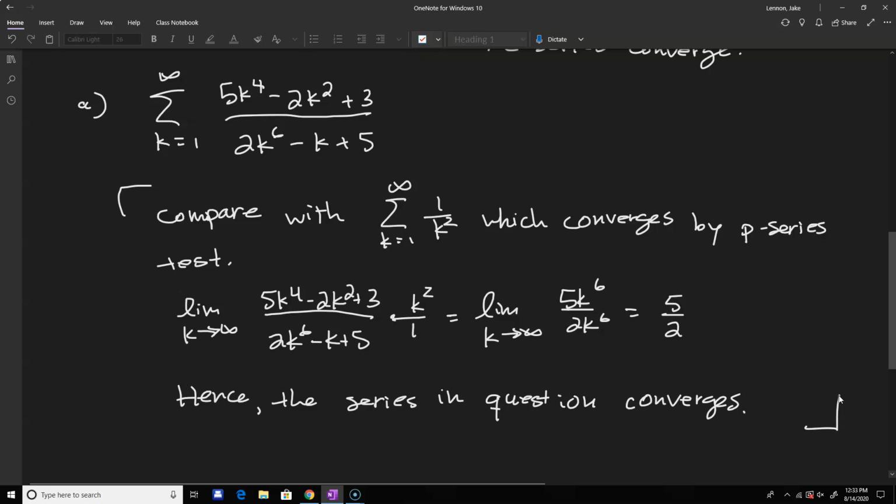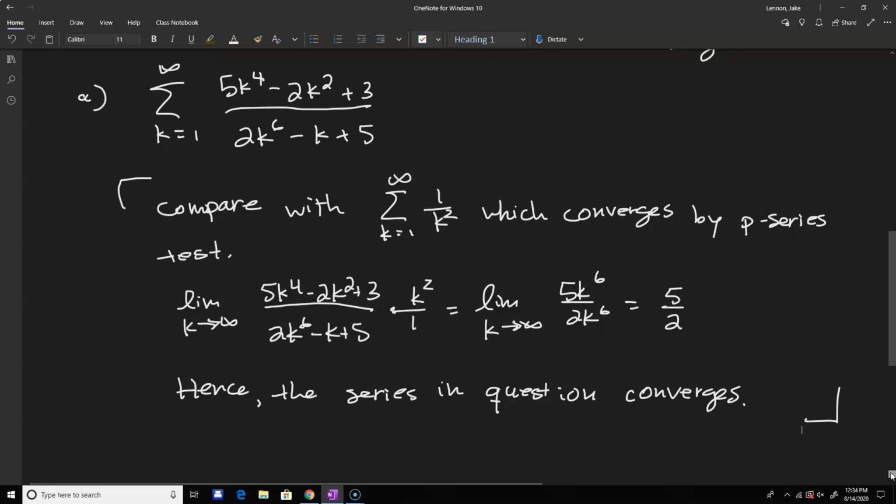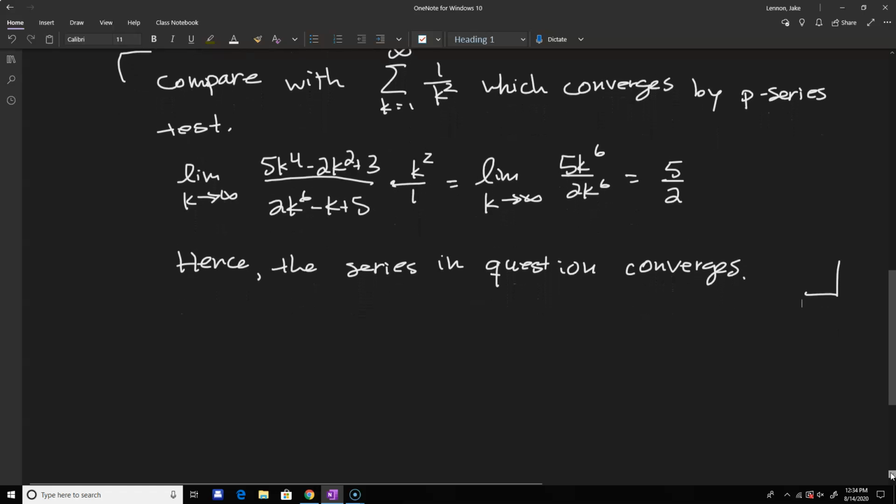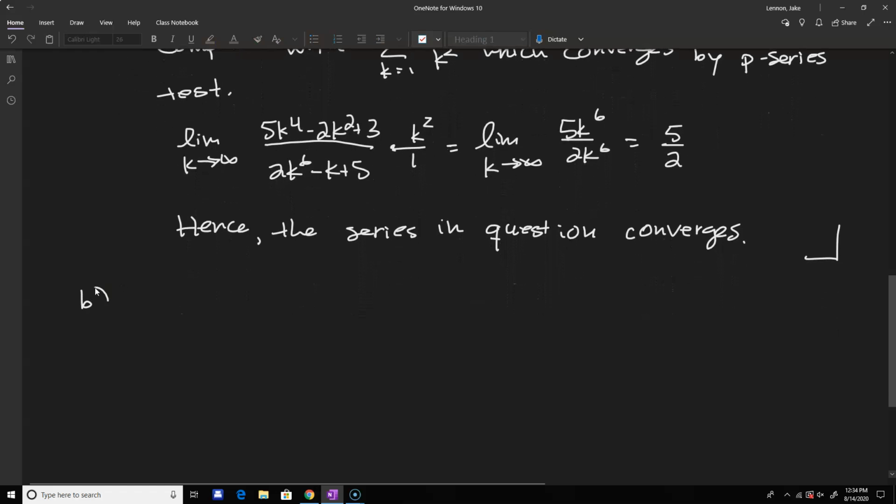So that's it. That's a very straightforward use of the limit comparison test with a series that's determined by a rational expression in closed form. Okay, let's move on to another example. So let's look at the series that is k equals 1 to infinity of the natural log of k over k squared.